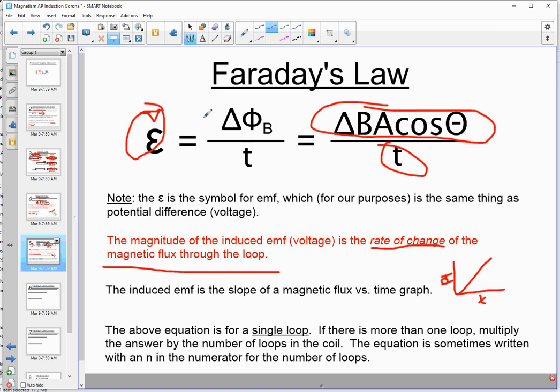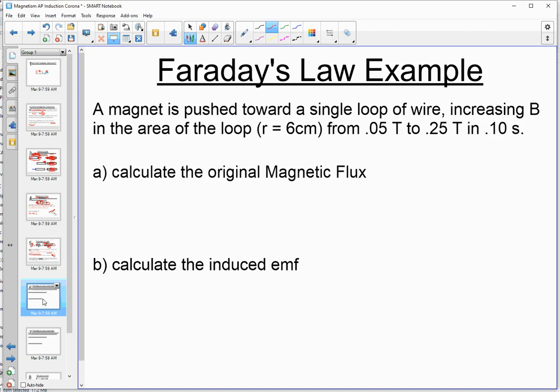If there was more than one loop, you could think of there being a small n out in front of the equation. So if you had 10 loops, you would put a 10 out in front, because you would get this effect for each and every one of the loops.